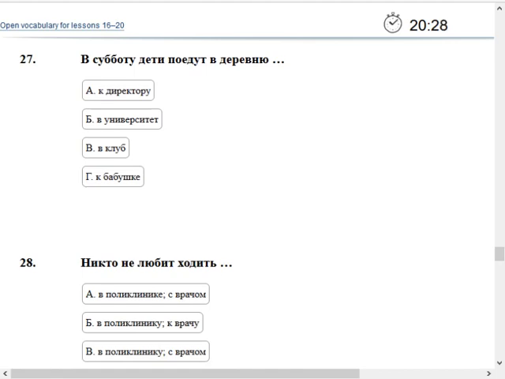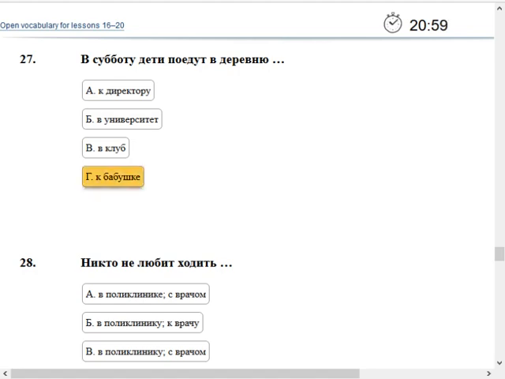Okay, в субботу дети поедут в деревню. So on Saturday, kids go, where do they go? I don't think they go to the director, which would be the first one. They don't go into the university. Yeah, these are all kind of adult things. Adults go to a director or into the university or into a club. Children don't do any of that, so children just kind of go to grandma's.